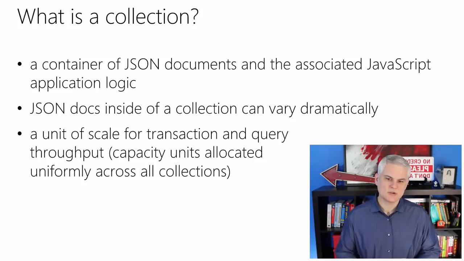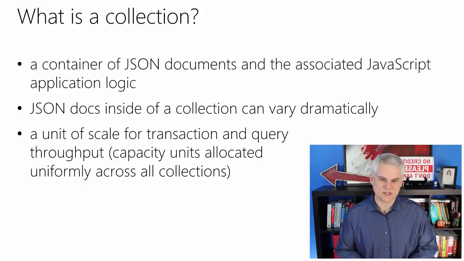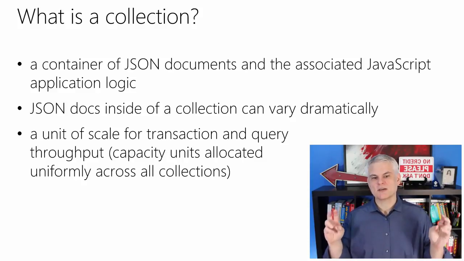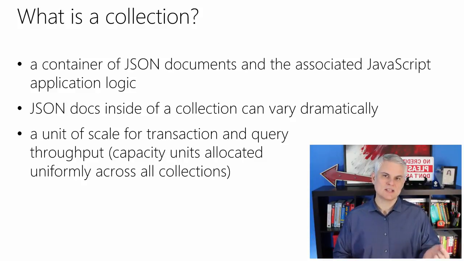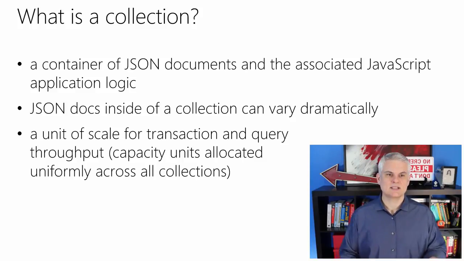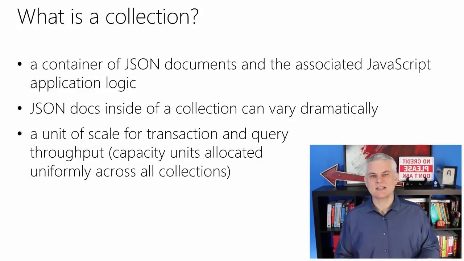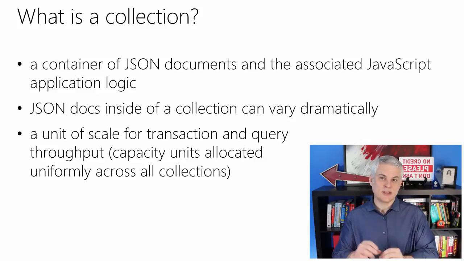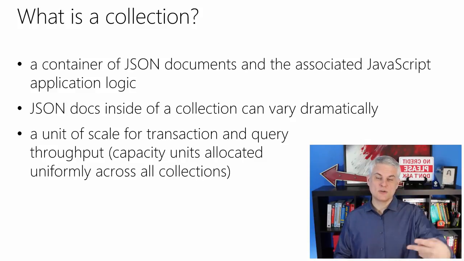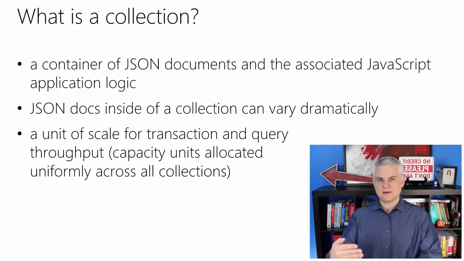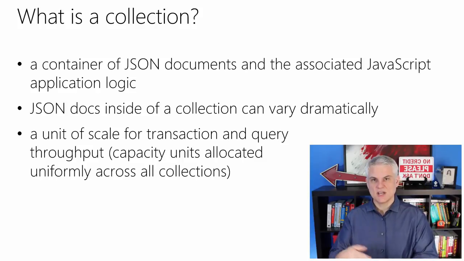A collection is also a unit of scale for transaction and query throughput. We'll talk about this a little bit more in a moment, but basically you're purchasing capacity units. I think one capacity unit currently during the beta is basically 78 cents a day, and a capacity unit represents a certain amount of data that you can store as well as a certain amount of throughput, so the number of transactions per second that you're allowed. So if you want to purchase 2 capacity units, about $1.50 or $1.60 a day, then it would double the amount of transactions across all of your collections for that given database.